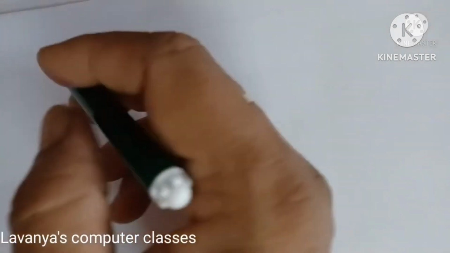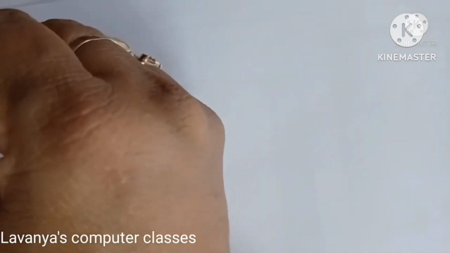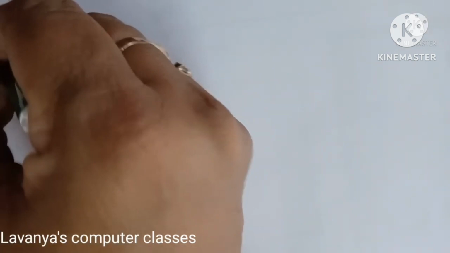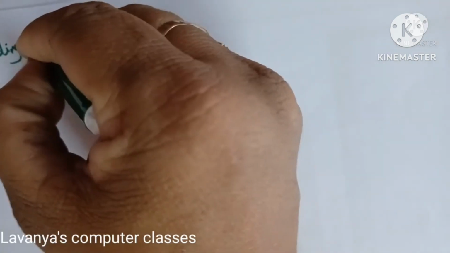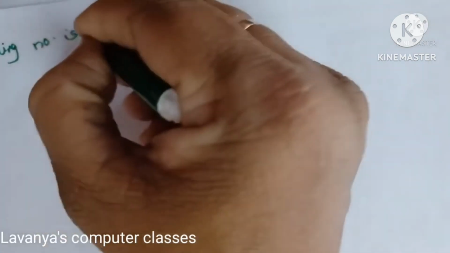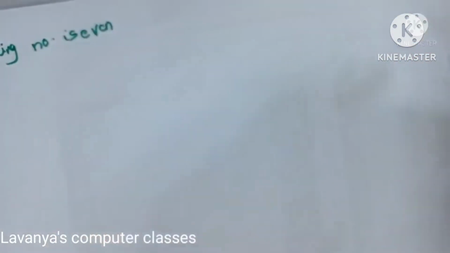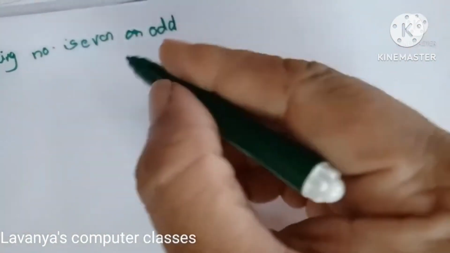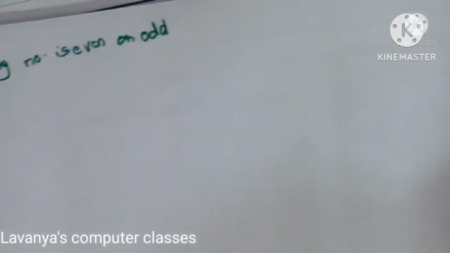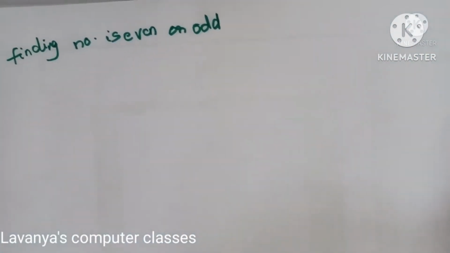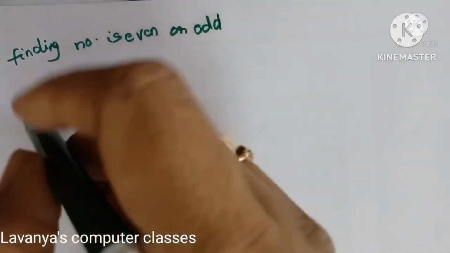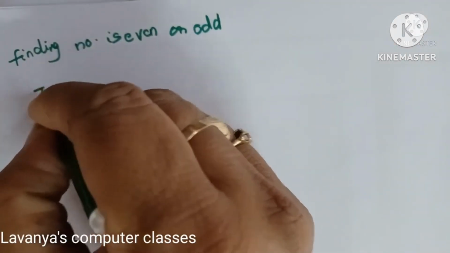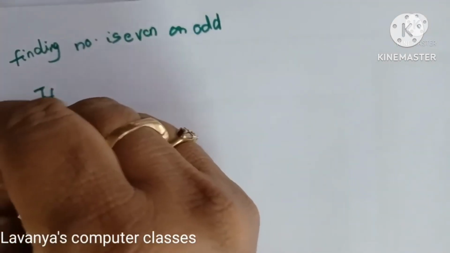Now I will give some examples. Finding whether a given number is even or odd. Try this program at home and tell me how you are writing this one in the comment box section. Now we'll go for one more example for nested if statement.